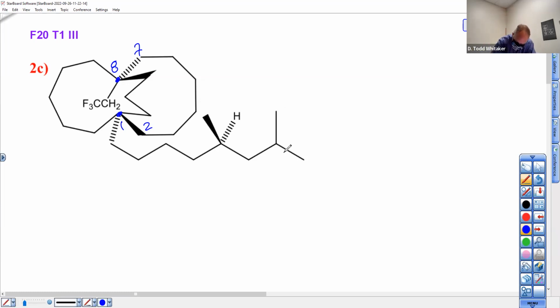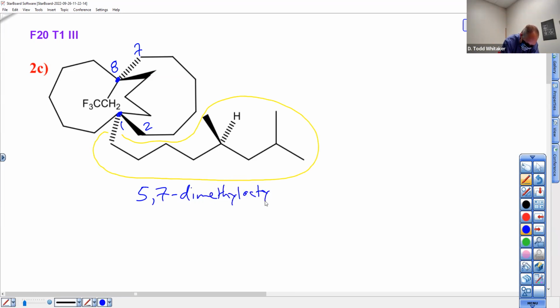Sure. I'm just going to circle the groups because I'm naming the group. You can call it a 5,7-dimethyl octyl group, and you need parentheses, right? And you want to see the numbers for that? In baby blue, that has to be carbon 1 in the group. Or you can call it a 5-methyl isononyl group.